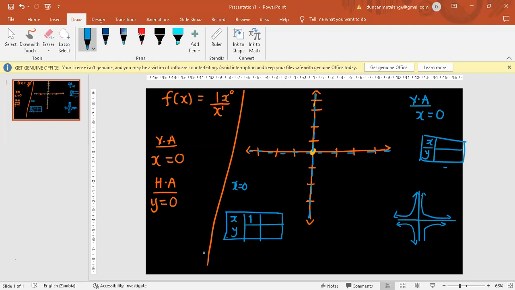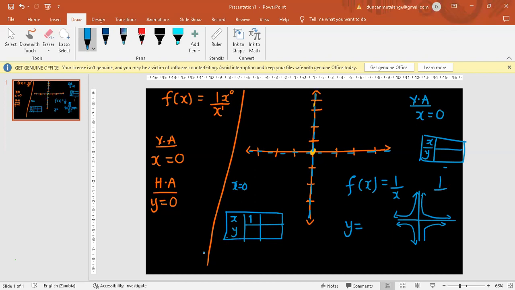When x is equal to 1, go to the original function. We have been given f of x equal to 1 over x. This is the same as y. So when x is 1, what is y? When I put a 1 there, it will be 1 over 1.